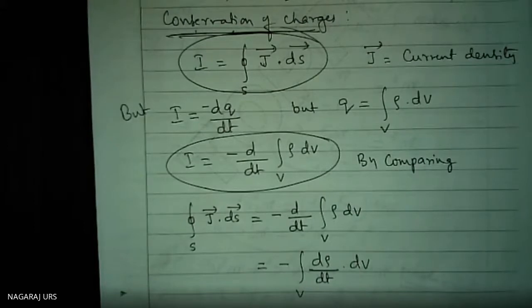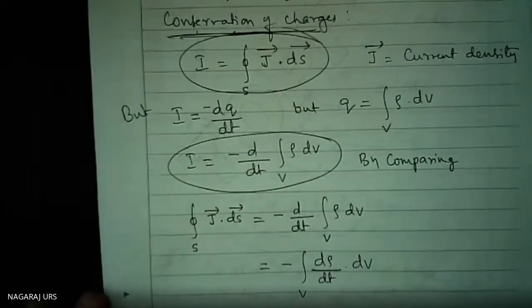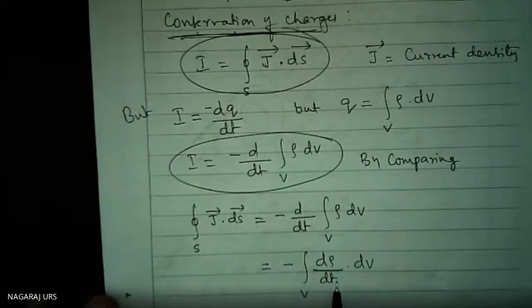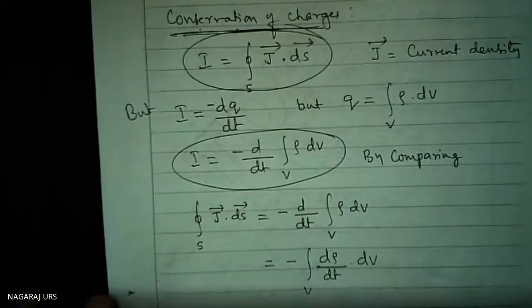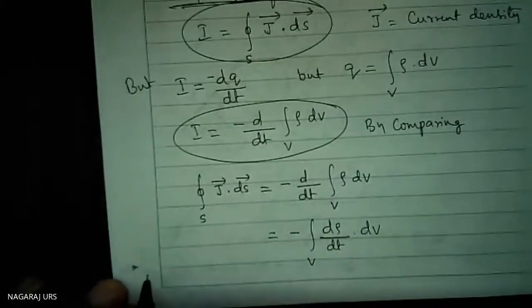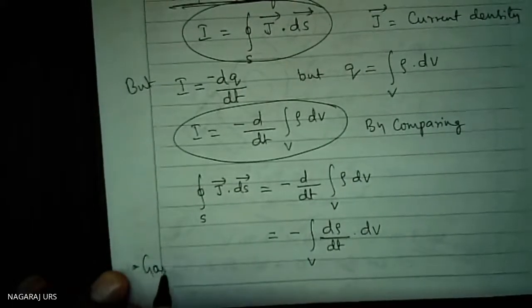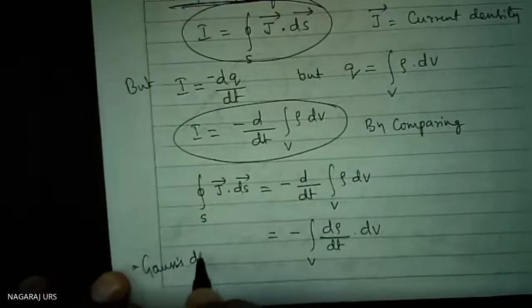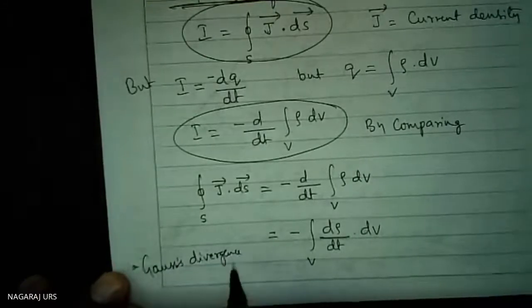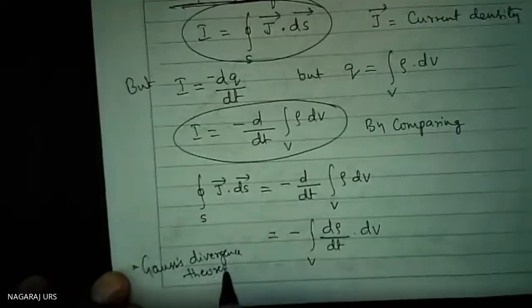Now we are going to make use of the Gauss divergence theorem. Already finished: Stokes theorem and Gauss theorem both are finished. And as I said already, I will send you the notes today. So according to the Gauss divergence theorem, this is equal to this. Let me use the Gauss divergence theorem here.